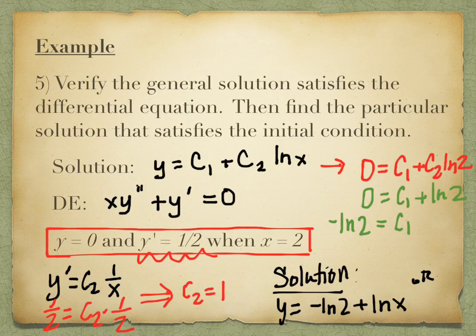You could use the log properties. It's actually not going to be multiplied because if I write this in the correct order, I've got a subtraction. So this is actually ln x minus ln 2, which would be equivalent to ln of x over 2. So either of these versions are fine.